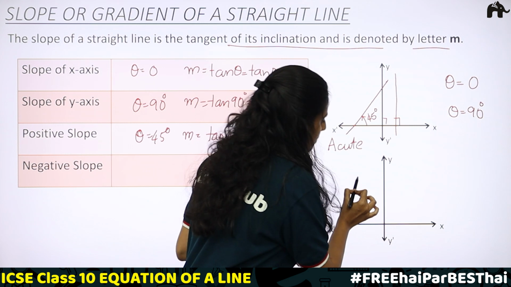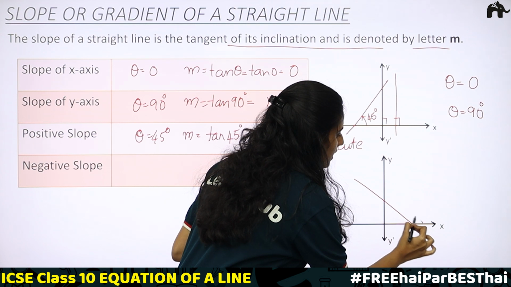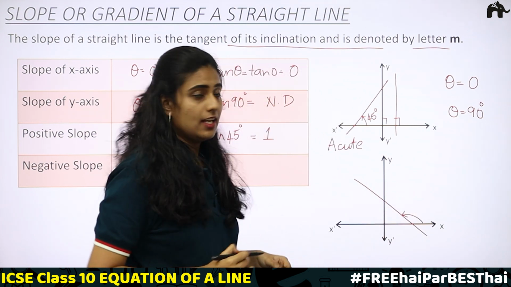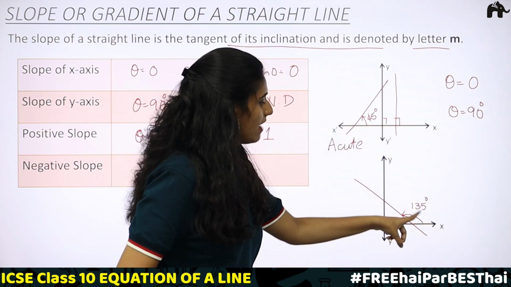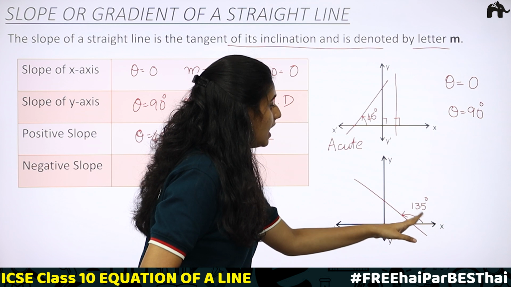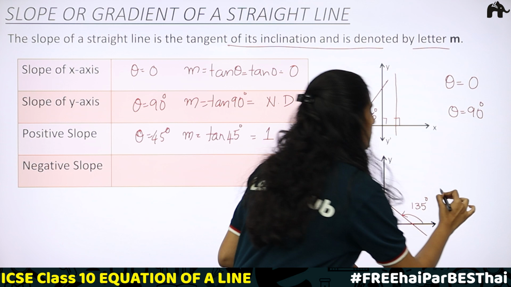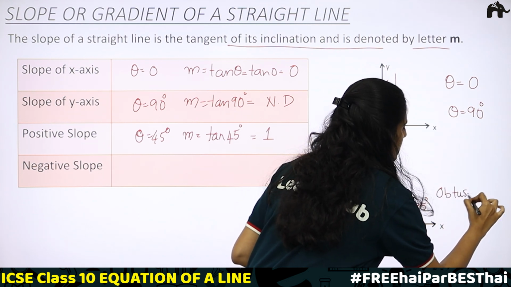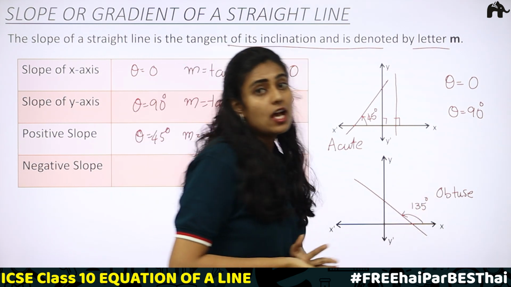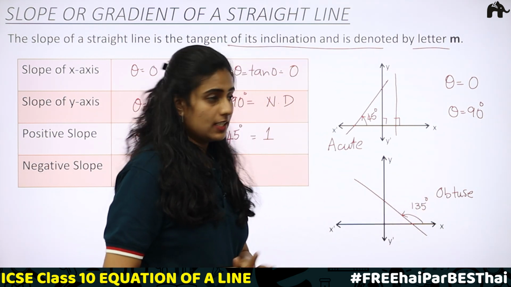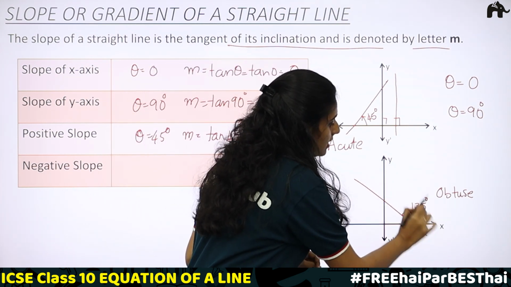Let's see. Here I am considering a line. Okay. When I measure this angle in the anti-clockwise direction, let us take this is some 135 degrees. So, here we have 135 degrees. I am measuring in the anti-clockwise direction. Is this an acute angle? No, right? This is an obtuse angle. What is an obtuse angle? An angle greater than 90 degrees and less than 180 degrees we call an obtuse angle. So, this is an obtuse angle. Now, this measurement we got, it is 135 degrees.